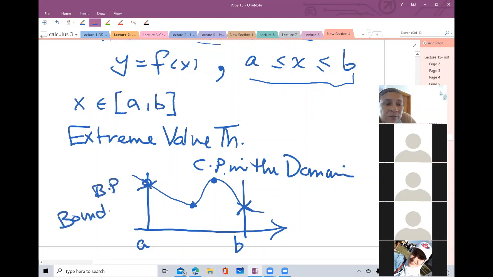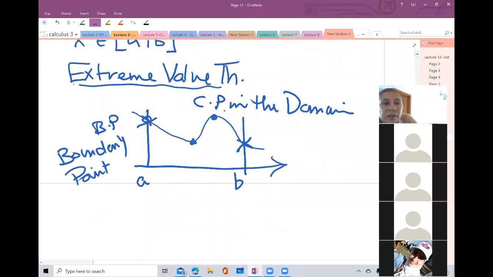Okay, remember this theorem? What does it mean? The Extreme Value Theorem tells me again: if you have a function defined on a closed interval, then you must find an absolute maximum and an absolute minimum in this domain. Why? Because this maximum or minimum will be either at these critical points (clearly this is the highest, so my absolute maximum is at the critical point), or it could be at these boundary points (clearly the minimum here is at the boundary point).